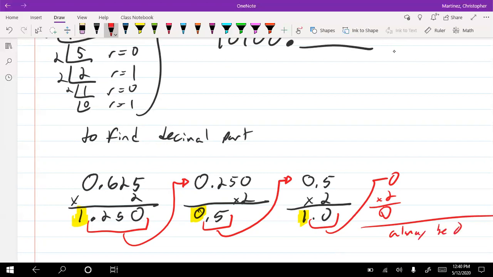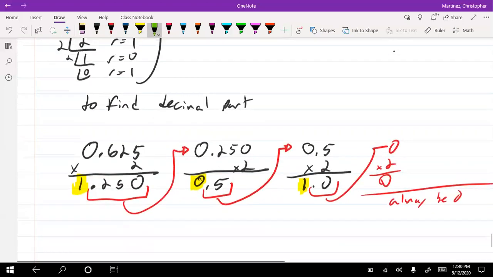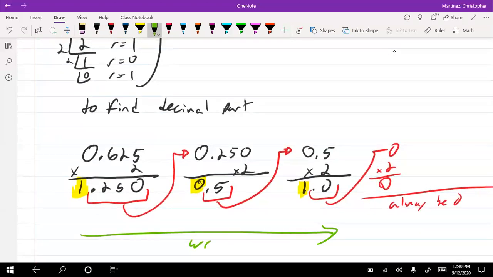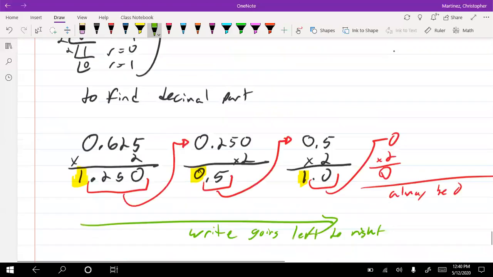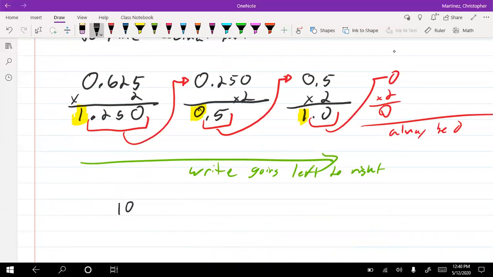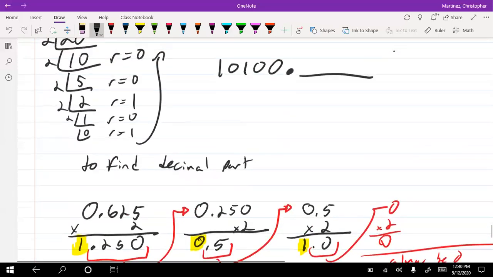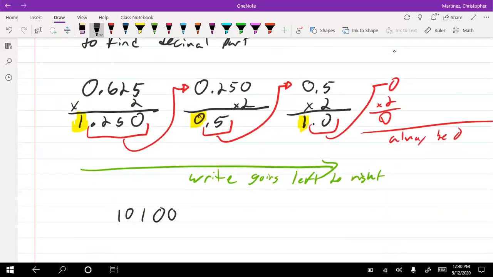Now, this item here, we're going to write going left to right. So what was our whole part? Our whole part was 1, 0, 1, 0, 0. And then we're going to put each of these, the fraction bits, 1, 0, 1, going left to right.